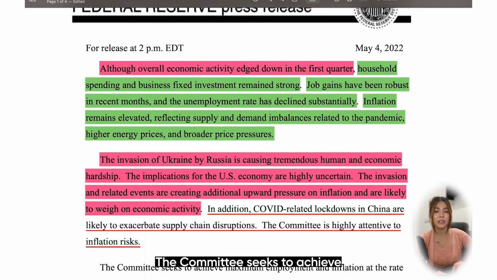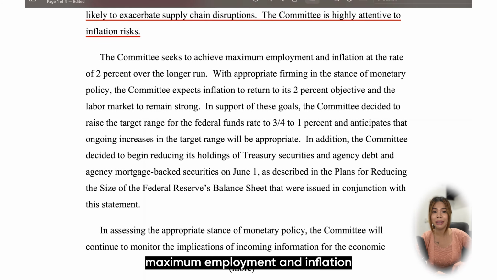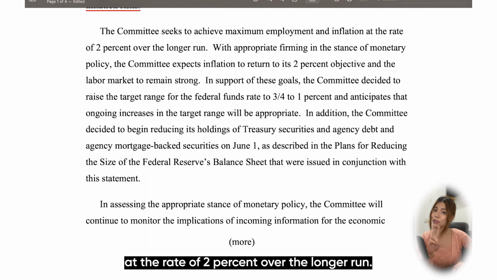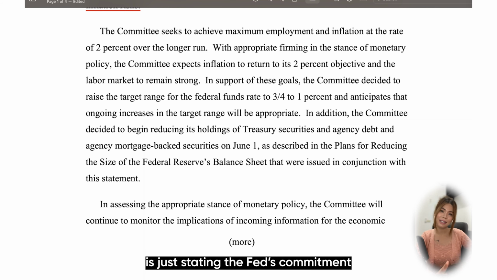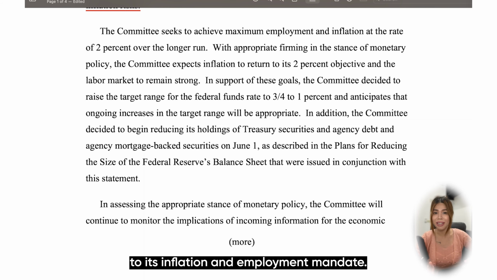The committee seeks to achieve maximum employment and inflation at the rate of 2% over the longer run. With the appropriate firming in the stance of monetary policy, the committee expects inflation to return to its 2% objective and the labor market to remain strong. This part is just stating the Fed's commitment to its inflation and employment mandate. So I'll leave this part alone.